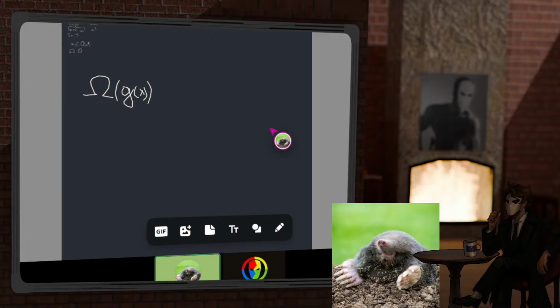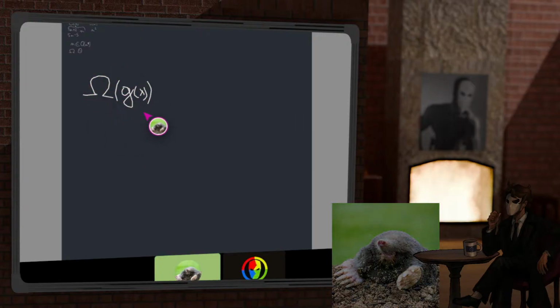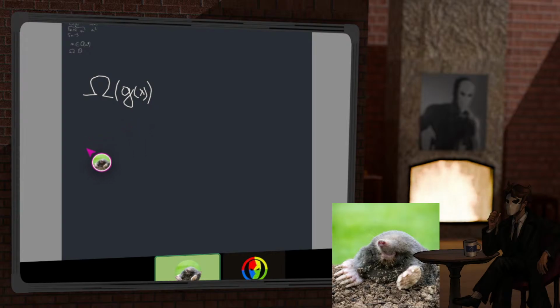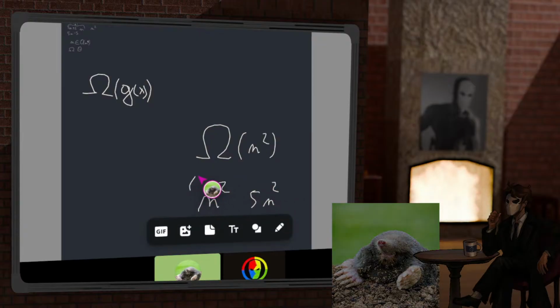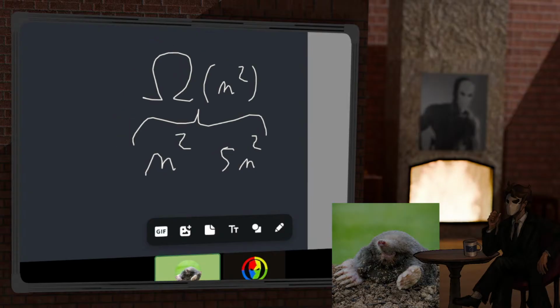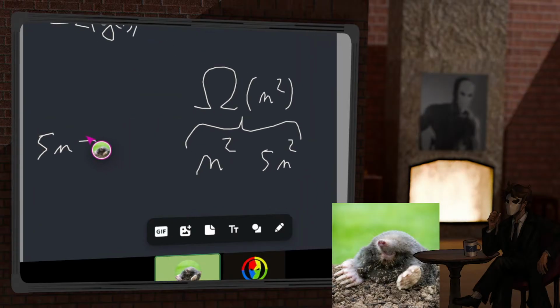Oh, I just forgot to say, if anyone has any question, don't hesitate to ask. Anyway, so omega of g of x. Omega is essentially the opposite of big O notation. Instead of being an upper bound, it is a lower bound. That means that if we have omega of n squared, that means that we have all the functions that are in n squared, but we do not have all the functions that are lower than it.